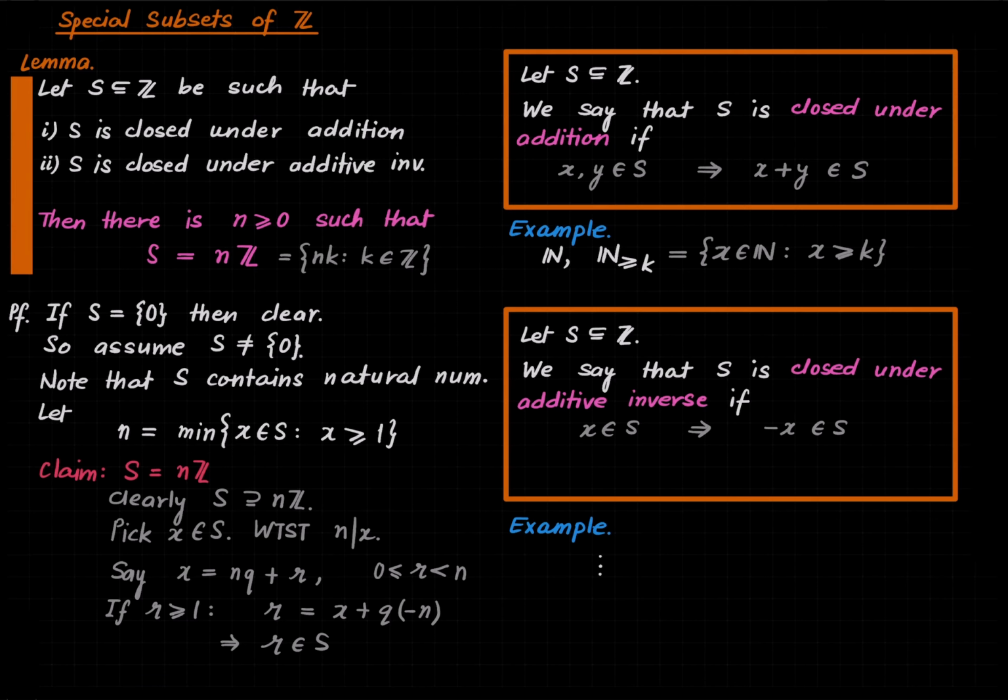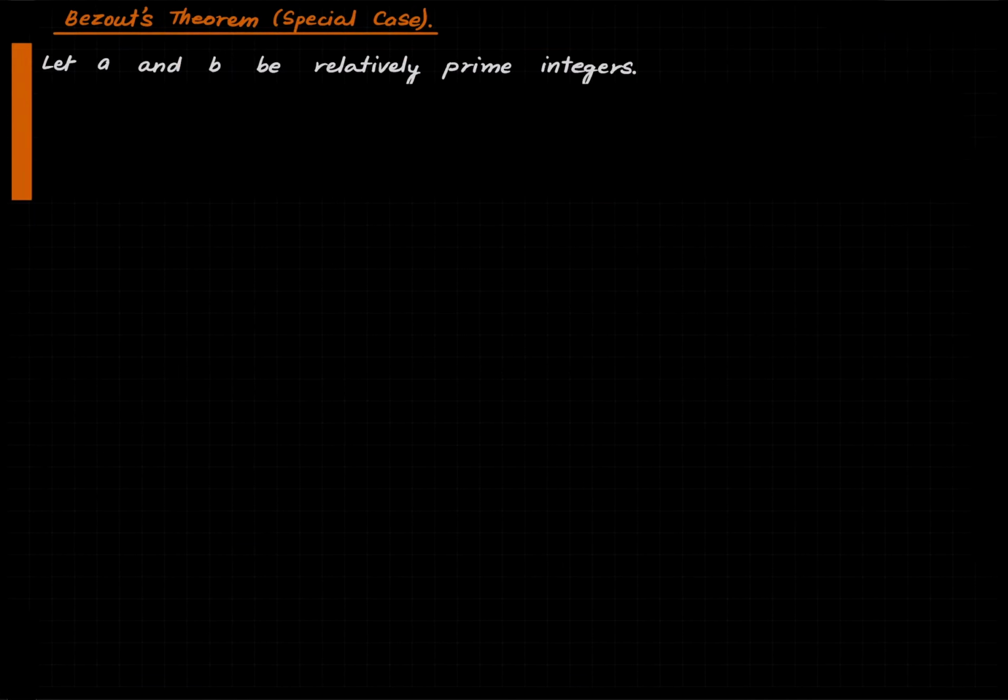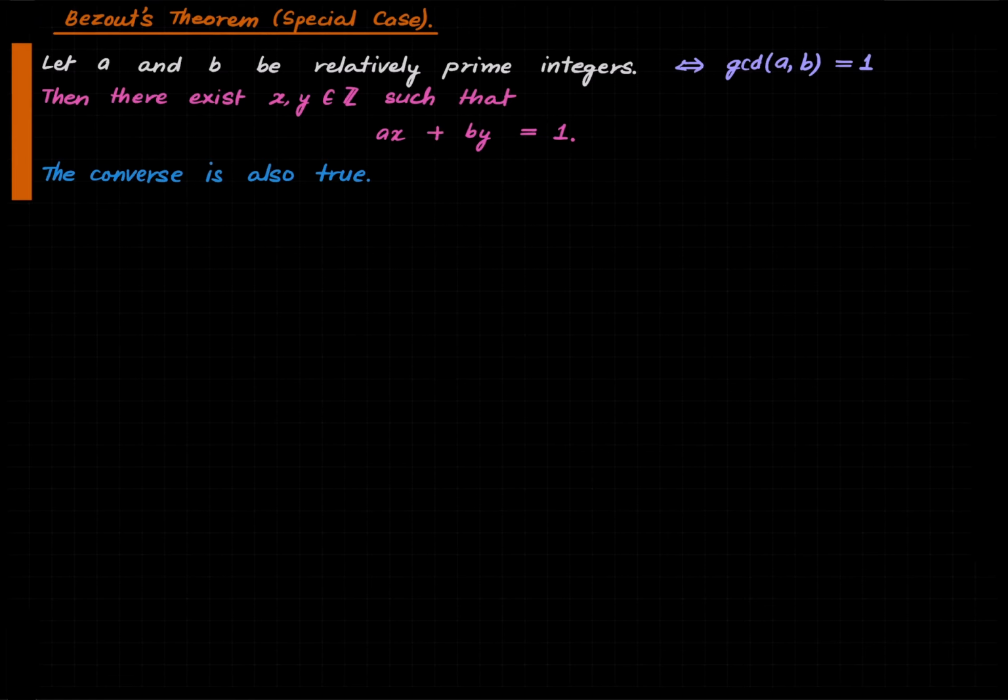Okay, and now we can go to stating and proving Bezout's theorem. So first we will prove a special case, which is really the main case. So suppose A and B are relatively prime, which is to say that their GCD is 1. Alright. What do we want to show?